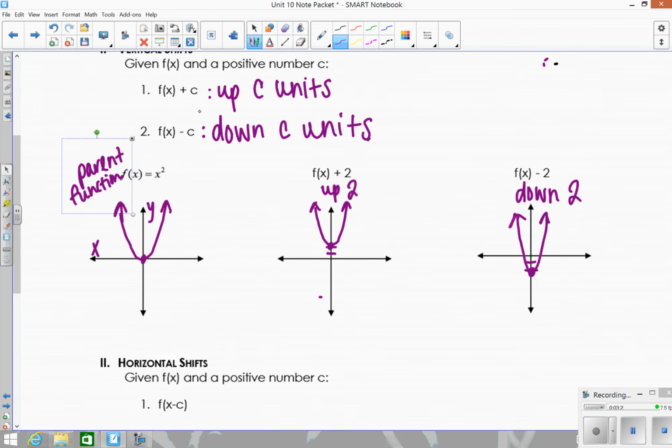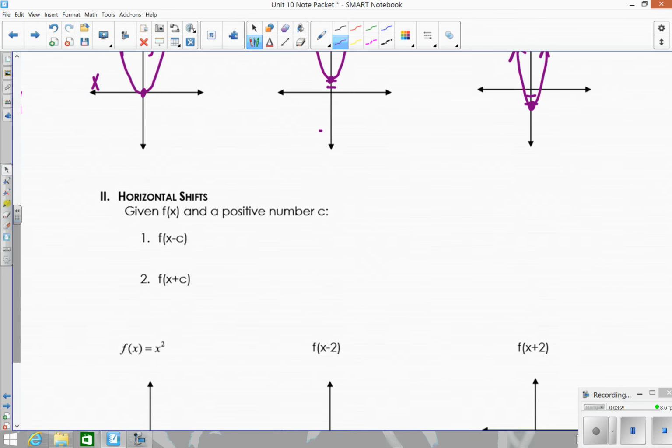So vertical shifts happen when you have a number being added or subtracted on the outside of the function, like at the end of the function. And horizontal is when the shift is happening within the function. So it's going to be the opposite of what you think. So -c, you would think we would be going to the left, but it's actually going towards the positive numbers. So this really means right c units. And then this one would be left c units.